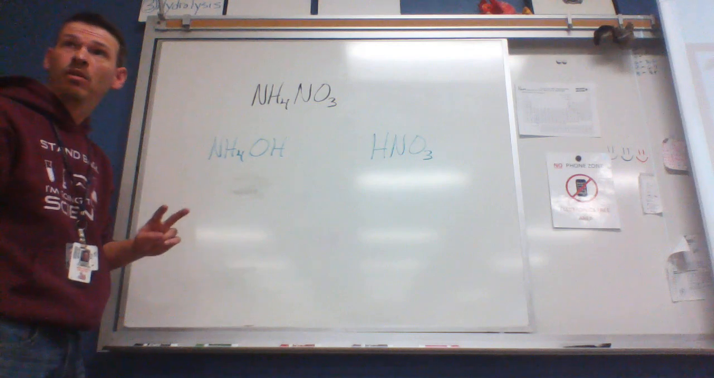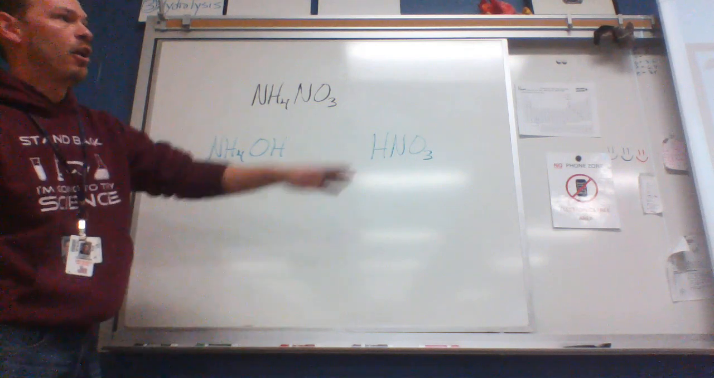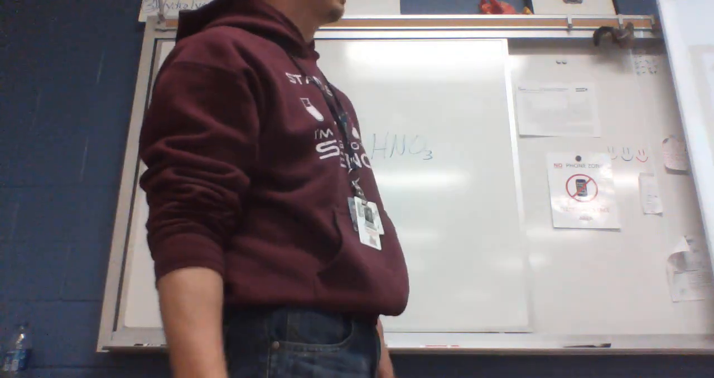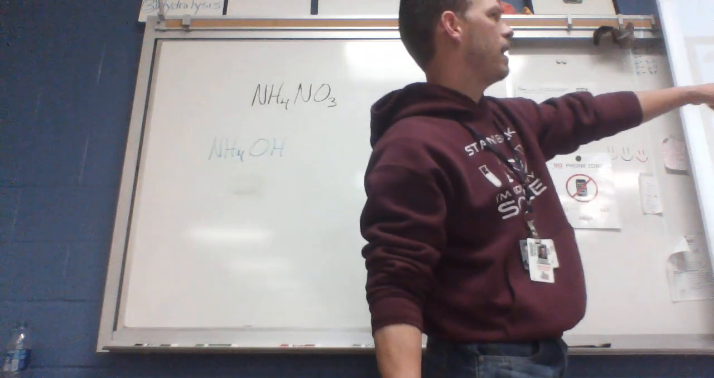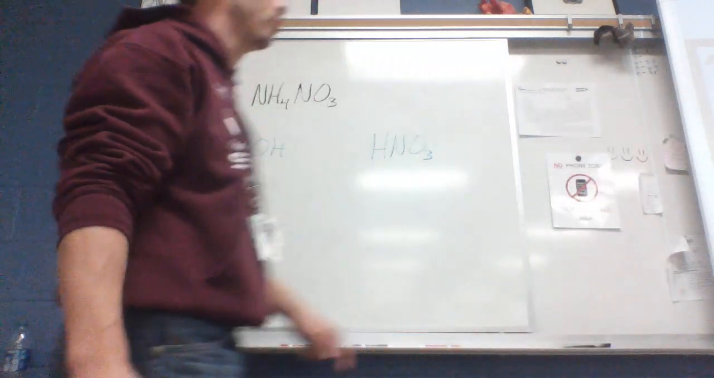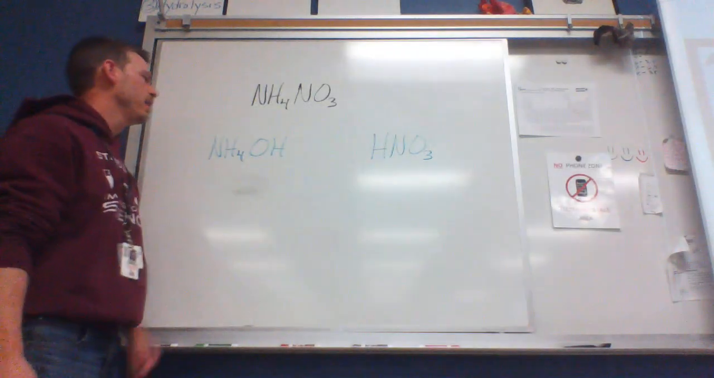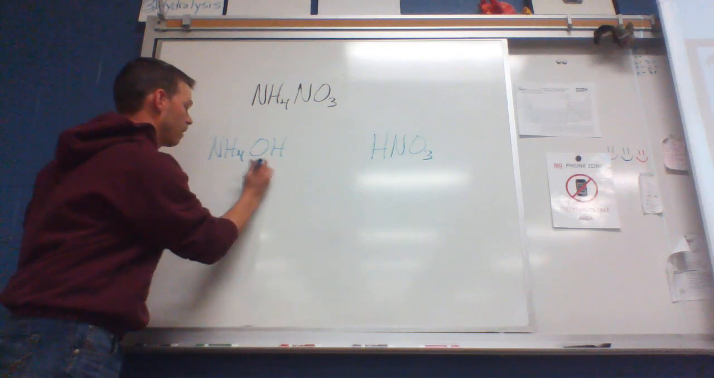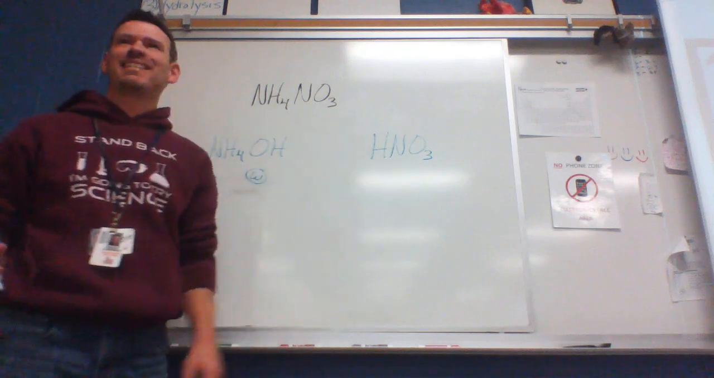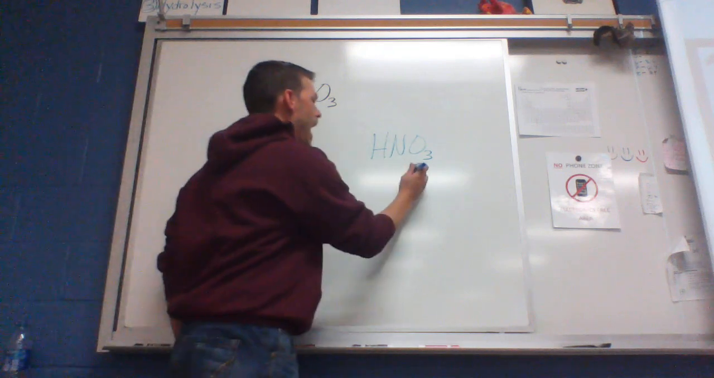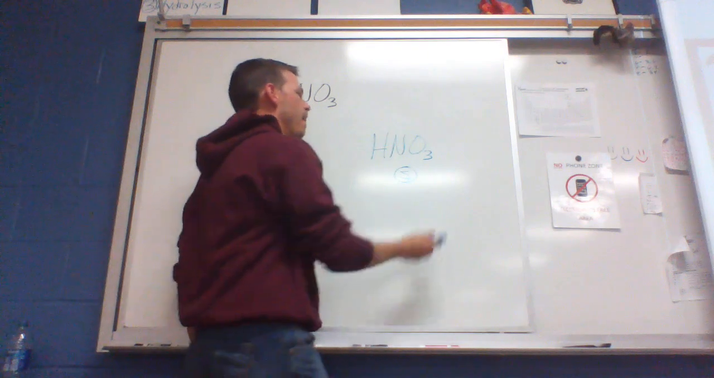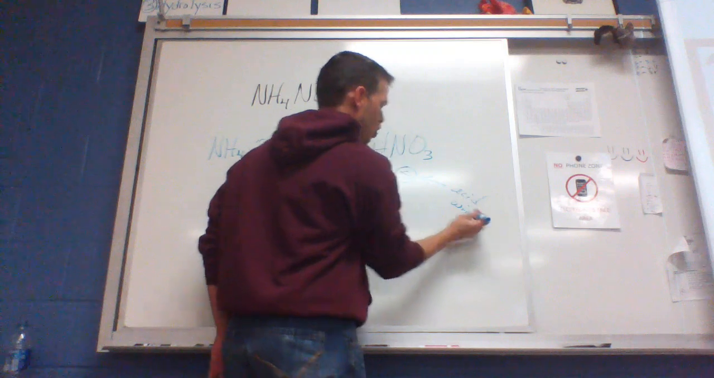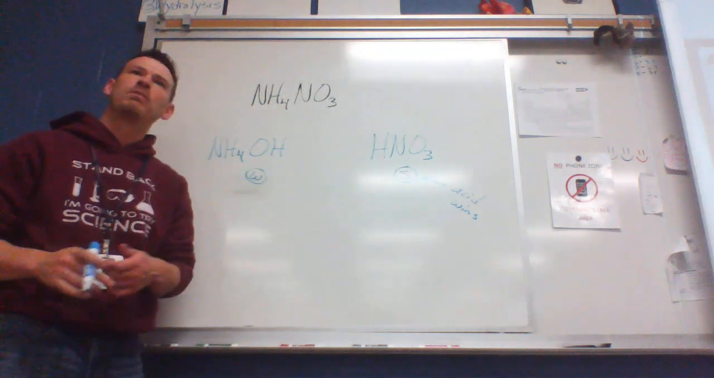This is our second example. Right now I'm finding the pH of ammonium nitrate. We already did sodium chloride. Ammonium hydroxide, weak or strong? Weak. Nitric acid, weak or strong? Strong. Look, this one's different. Here, the acid wins, because strong is going to beat weak in terms of pH.